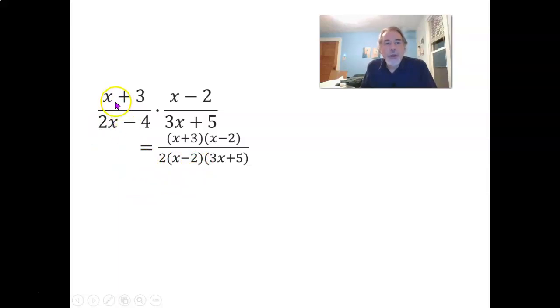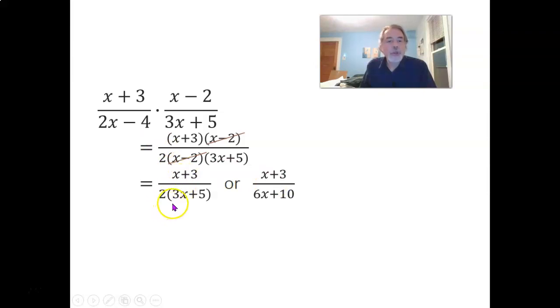So in the numerator, we have an x plus 3 times an x minus 2. In the denominator, we have a 2 times an x minus 2 times a 3x plus 5. And we can cancel the x minus 2's. So what we have left is x plus 3 on top over 2 times 3x plus 5 on the bottom, which you could multiply out and write as 6x plus 10.